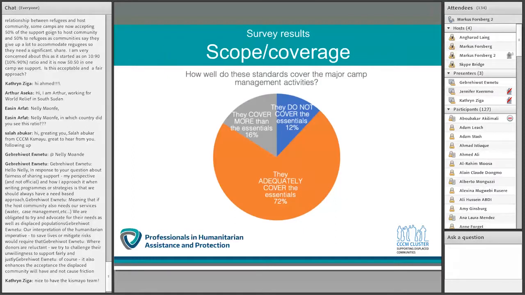And back to you, Marcus, thank you. For the next point, when asked about the actual content of the draft standards in their current form, respondents had been asked to first read this draft, and having done so, close to three-quarters of everyone agreed that the scope of the standards adequately covered the essentials of camp management, while the remaining quarter was evenly divided, quite interestingly, between those who thought the draft covered more than the essentials and those who thought they did not cover the essentials.